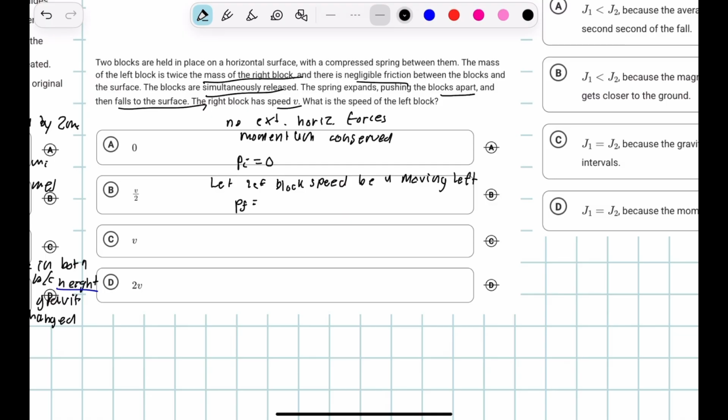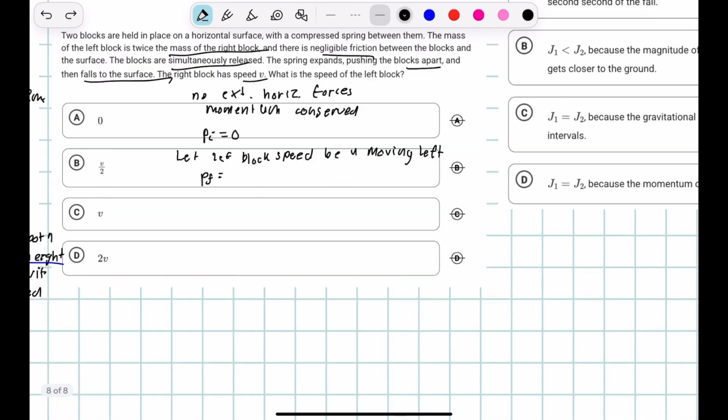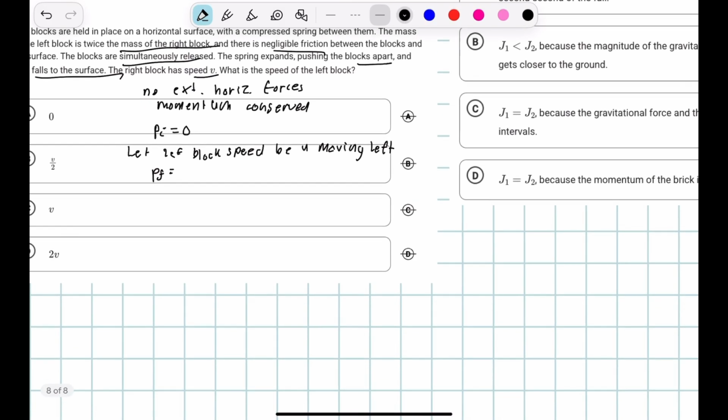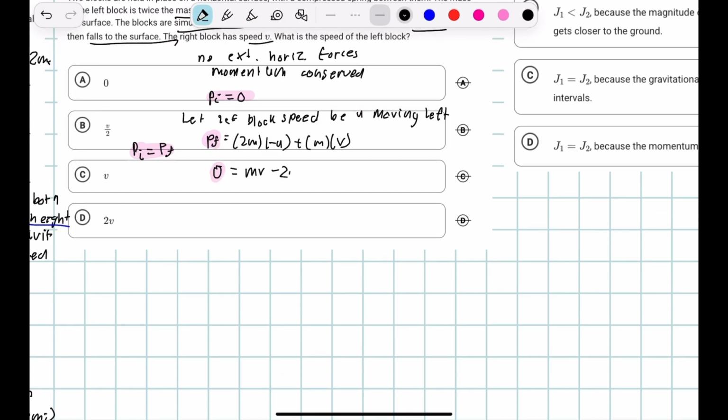Or actually, we still want to write negative. So let's do it for a second. Yes, we'll add the negative sign on U. So we have 2m times negative U plus mv, and that's going to be equal to 0, because P initial is equal to PF. So now we have mv minus 2mU.